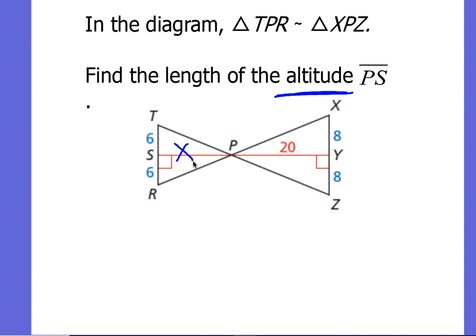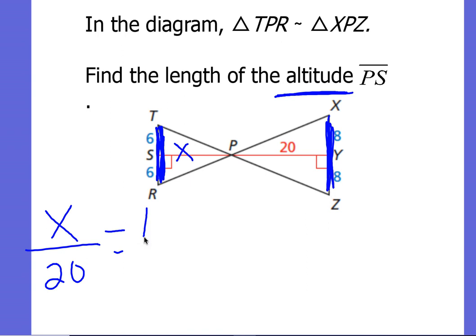All right, so what do we know? Well, we have two triangles that are similar, TPR and XPZ. So just think about which ones match up. Well, X matches with the other altitude of 20. And what else do we know? Well, we have this whole side TR. This whole side TR corresponds to XZ. So I can match those up as well. The whole side length of TR is 12, and the whole side length of XZ is 16.